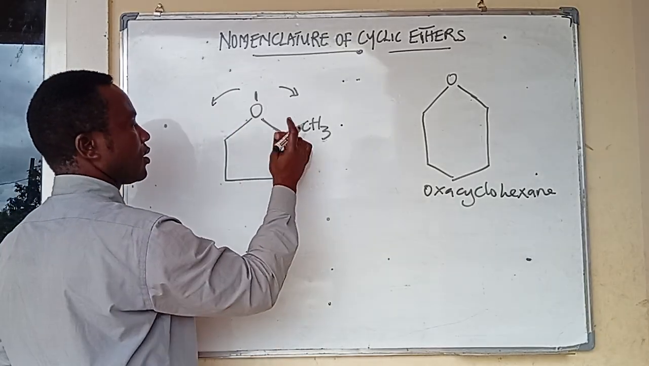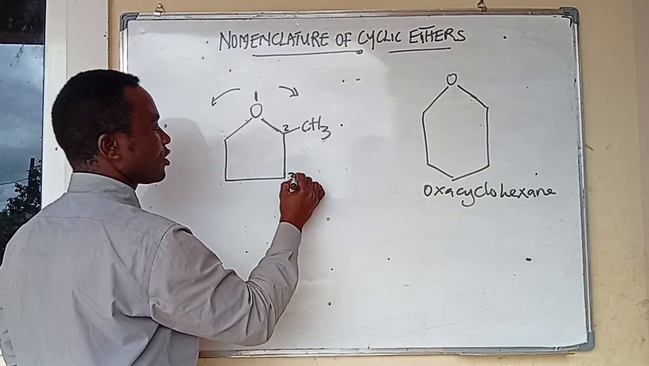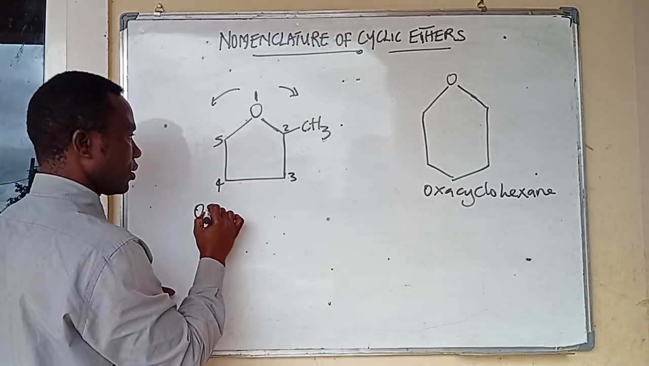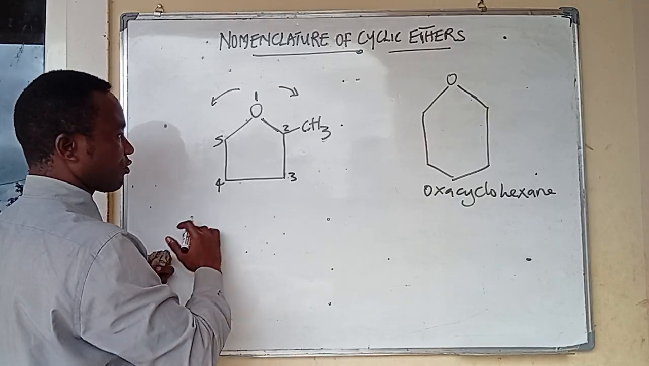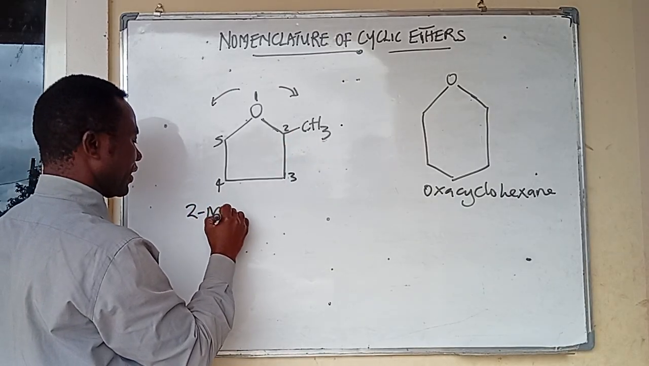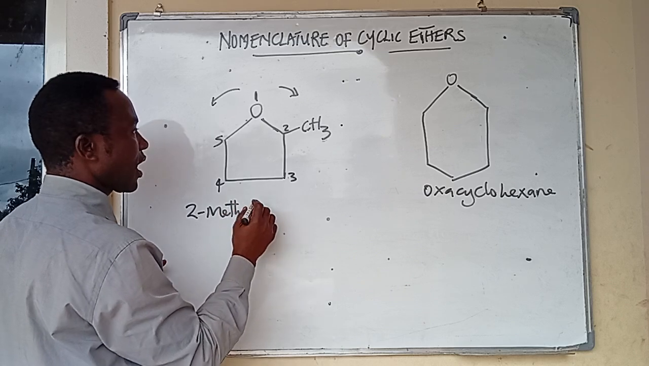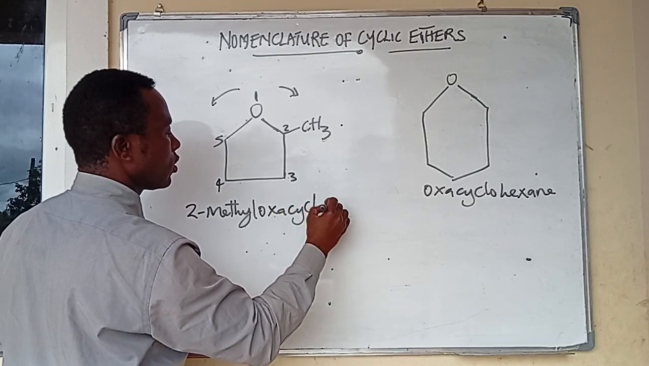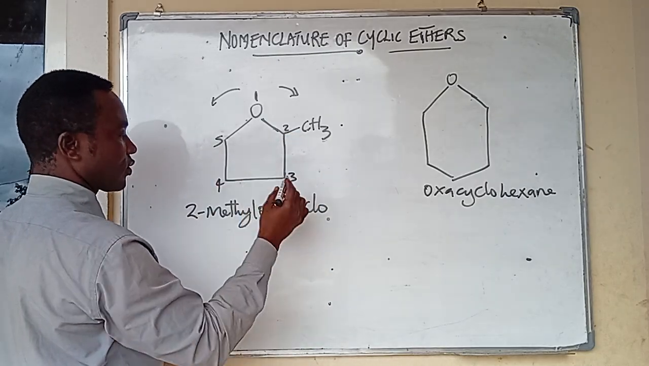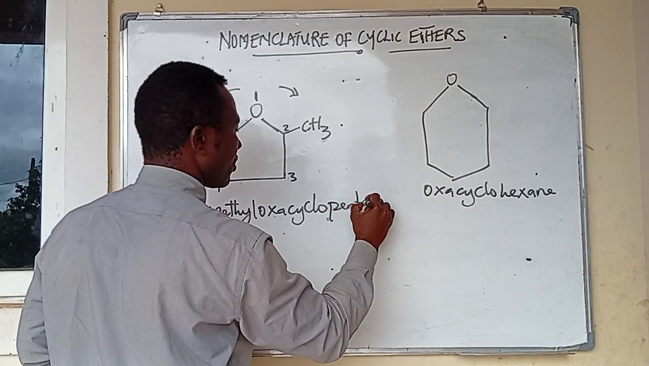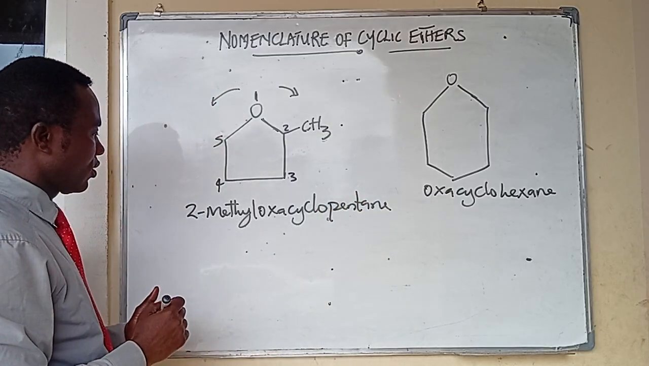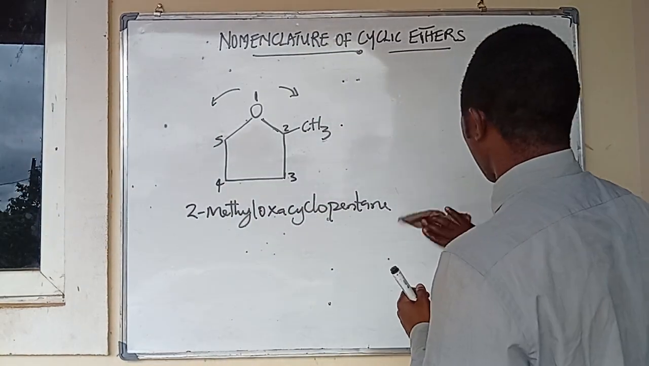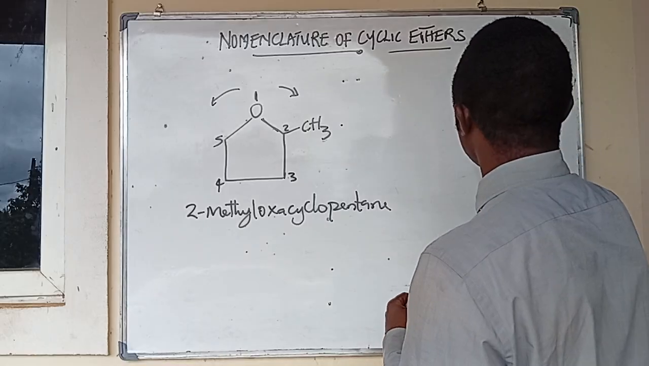So if we number here 1, the substituent will be at number 2. This becomes 3, 4, and 5. So that the name becomes, you name the substituent first, which is 2-methyl. Then you have oxacyclo. The ring is 1, 2, 3, 4, 5. So that is a pentane. So that is 2-methyloxacyclopentane. You can have more than one substituent.